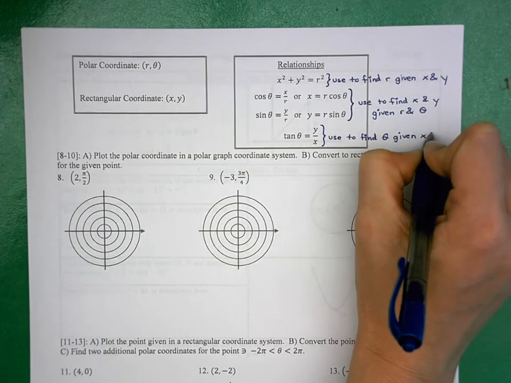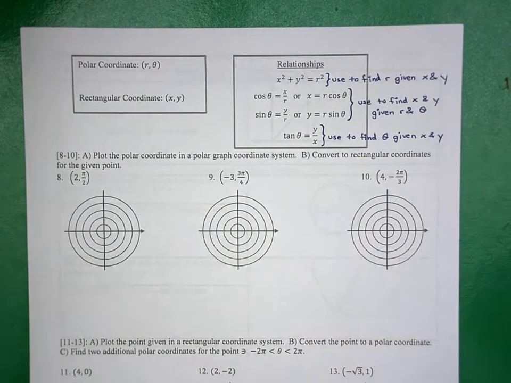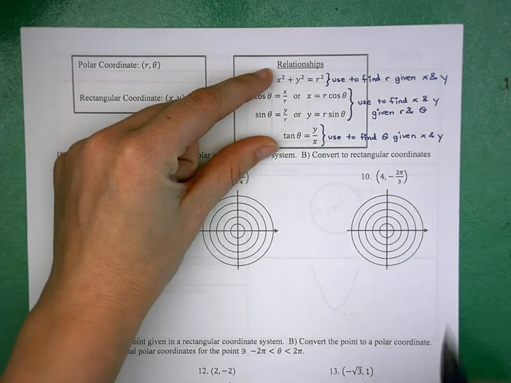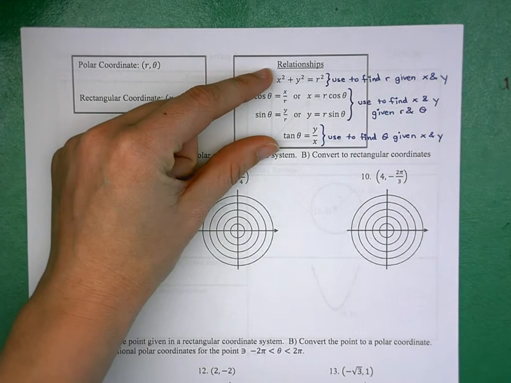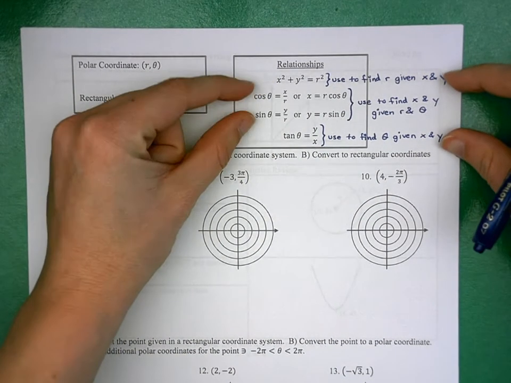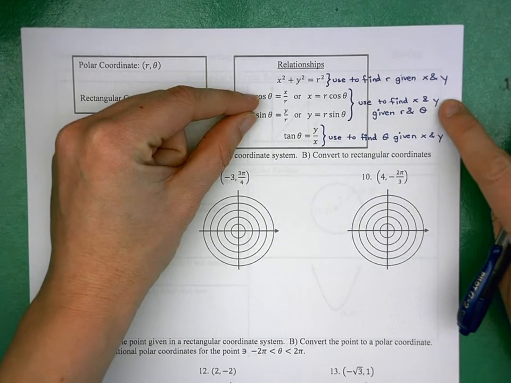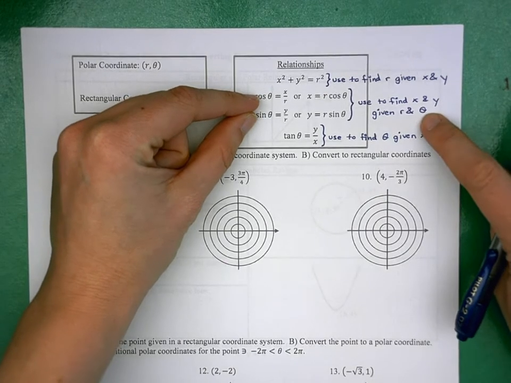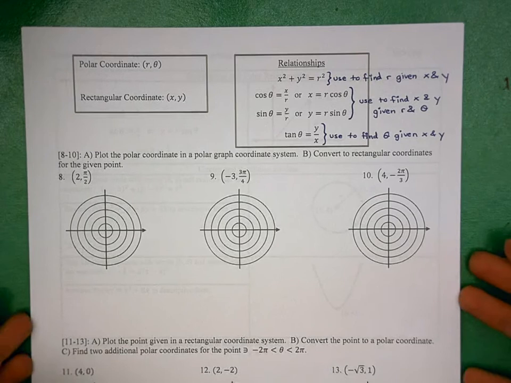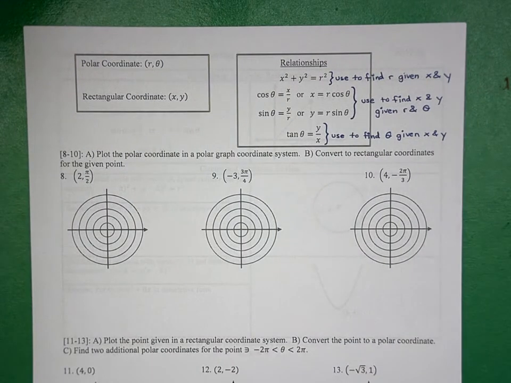So again, summarizing it one more time, I use the top and bottom one when I'm trying to find my polar coordinate given a rectangular, and I use the middle two when I'm trying to find a rectangular given a polar. At least that's when I use them. All of them, though, are up for grabs so that you can find and solve for whatever missing values you need within your conversions.